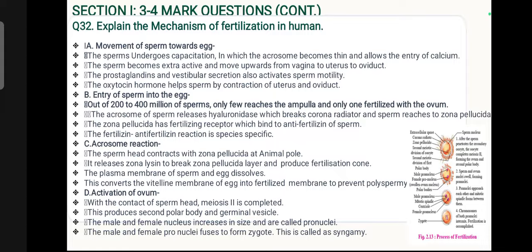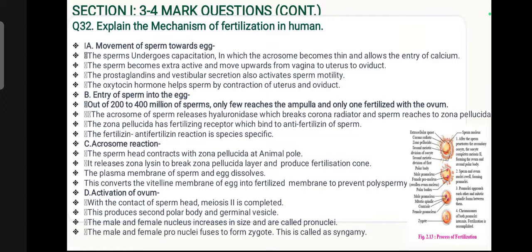Acrosome reaction: the sperm head comes in contact with the zona pellucida. It releases zona lysin to break the zona pellucida layer. The plasma membranes of sperm and egg dissolve. This converts the vitelline membrane of the egg into a fertilized membrane. This prevents polyspermy. इस पे भी 1 मार्क क्वेश्चन आता है.